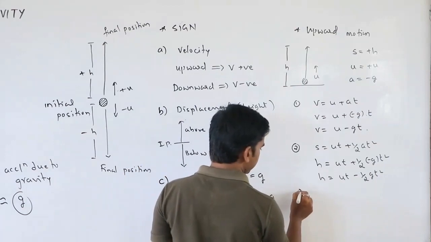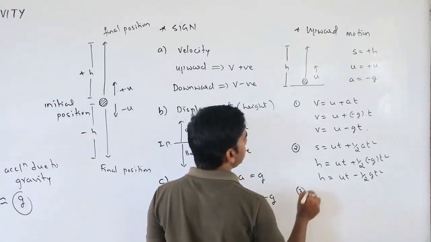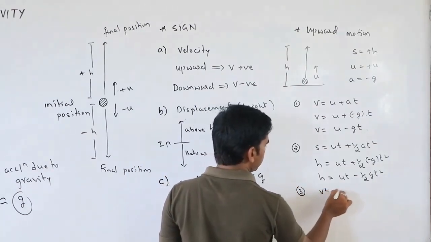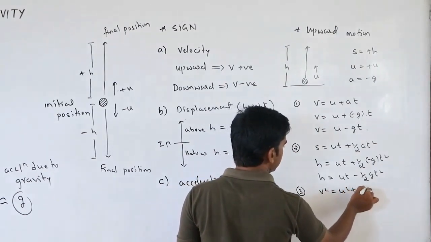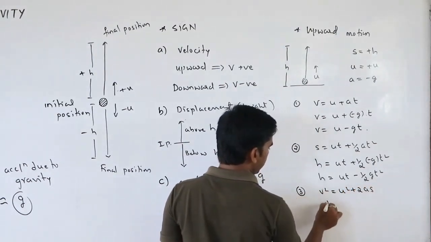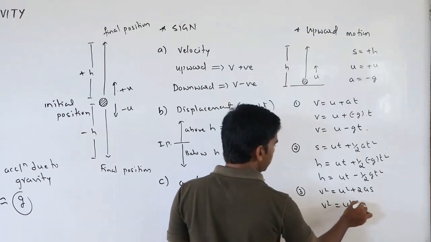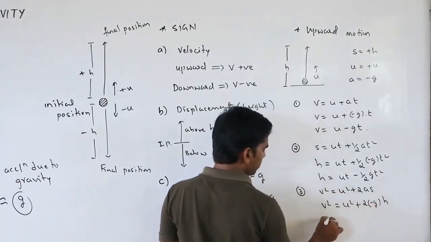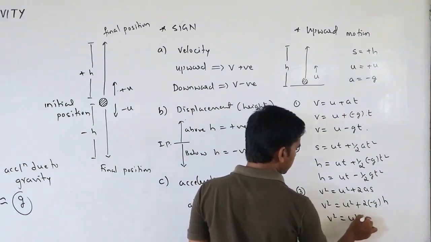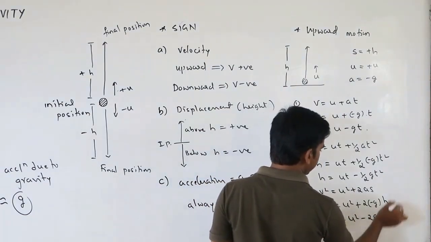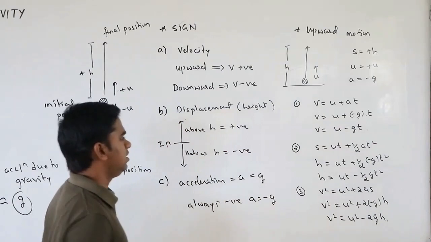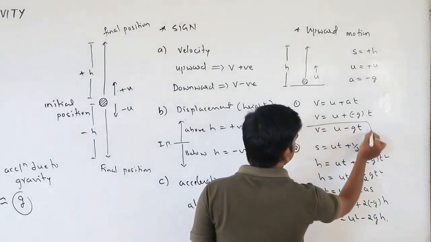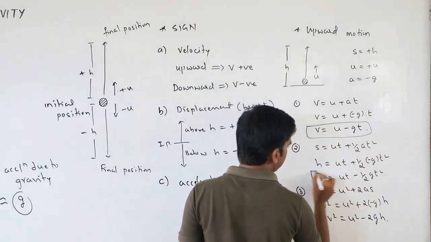So the third equation is what? The third equation is V square equals to U square plus 2AS. So V is positive, U is positive, 2 minus G, S will become positive H. So V square equals to U square minus 2GH. Okay, so these are the three equations for upward motion.